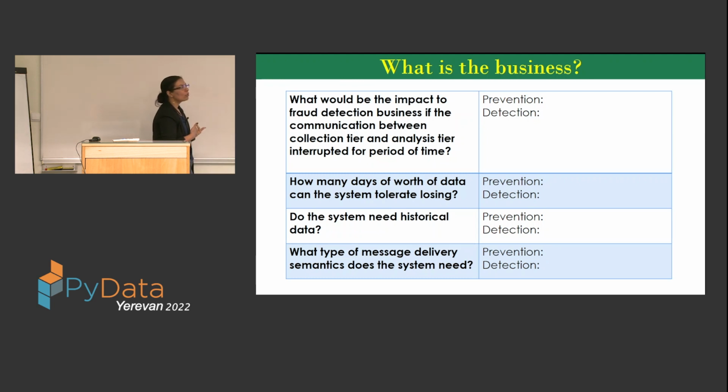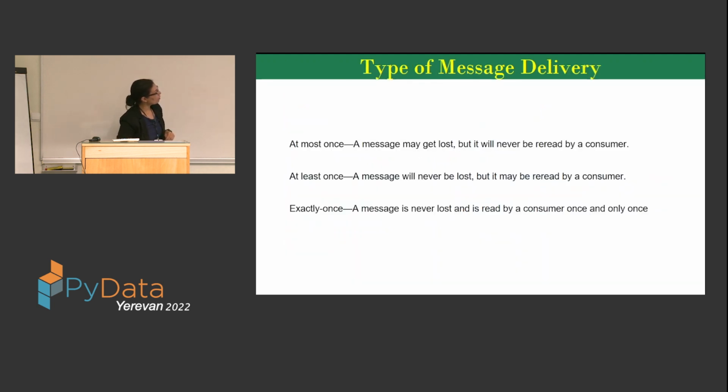Also, the next question that you should answer: does your system need historical data? For example, if your system is fraud detection, you need history, because it's based on the history that a person and a process has. And also the last question: what type of message delivery semantic does your system need? You should choose one of them as an answer.